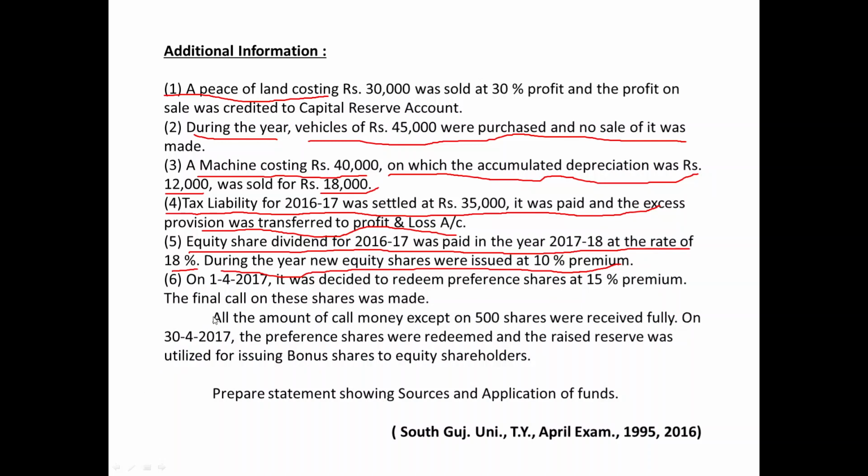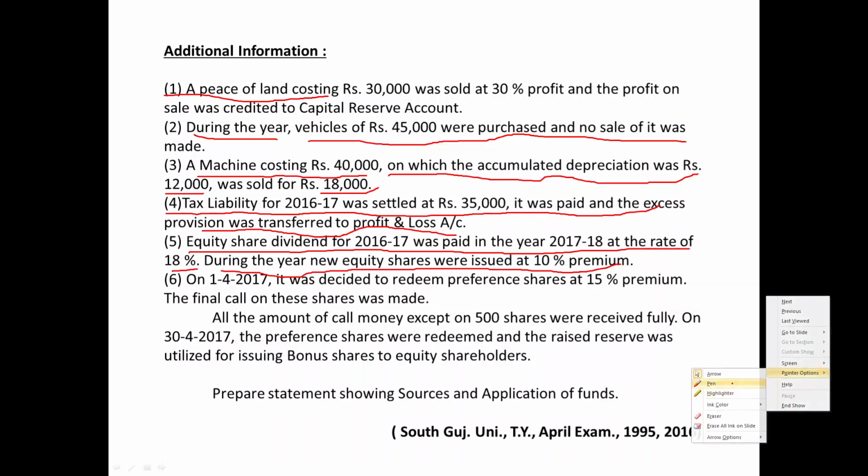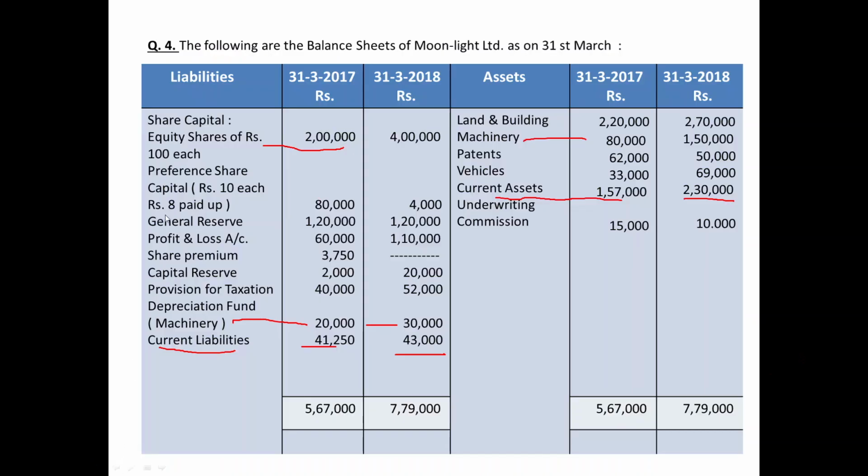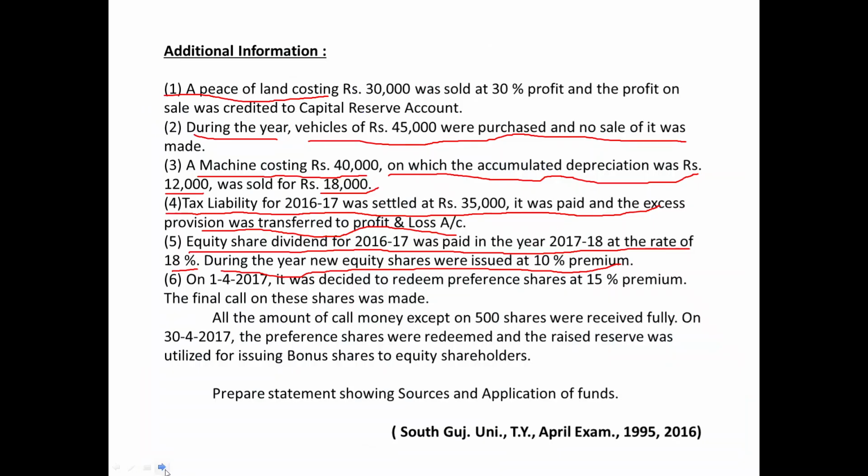Now the second point that has been given in the same fifth point. During the year, new equity shares were issued at 10% premium. So if we check the balance sheet, equity share capital, very first item 2 lakhs and then 4 lakhs. So there is a big difference, a difference of rupees 2 lakh. So one may assume that this must be due to new equity issue made in the current year.